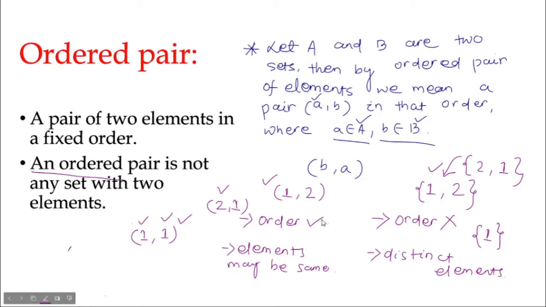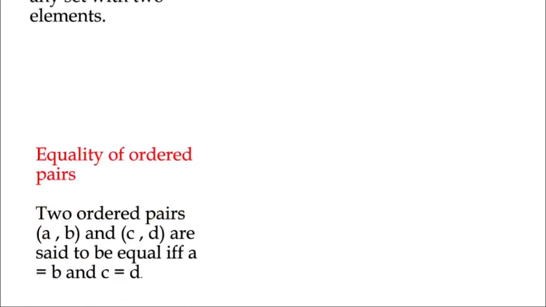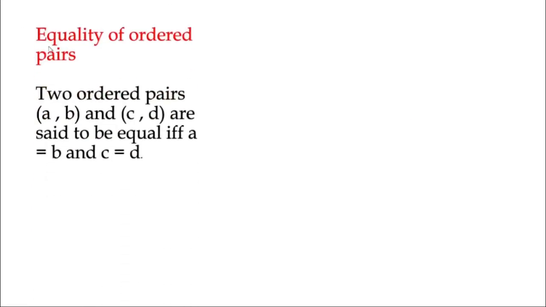So now we have already discussed the ordered pair and the difference between an ordered pair and a set having two elements. Now we will see, if there are two ordered pairs given, then how can we say that both are same or different, or how can we compare two ordered pairs? Okay, let's see. Here you can see the equality of ordered pairs.